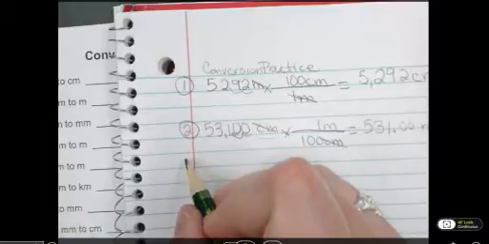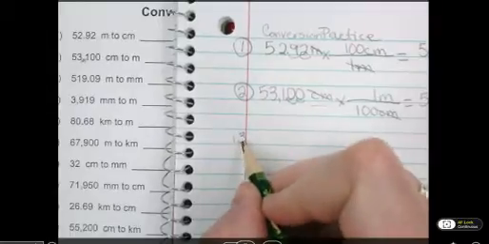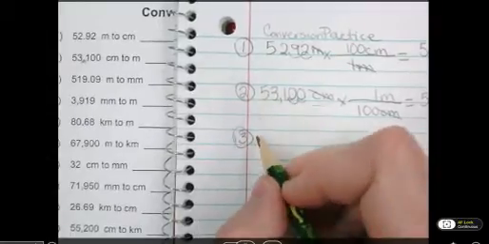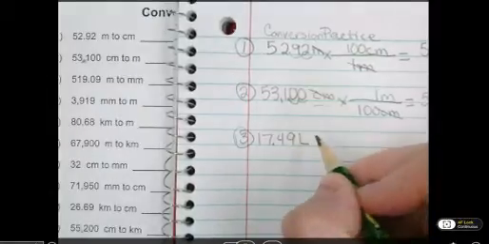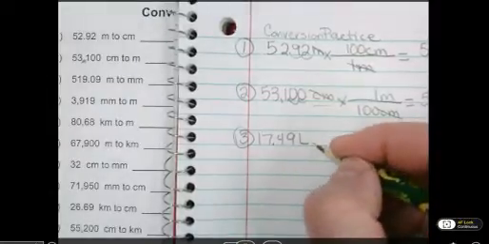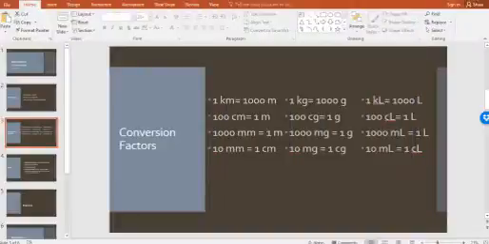Let's skip to number 13 on my sheet, which is 17.49 liters to milliliters. Now remember what I said, you can use the same conversion factor, you just have to fix that base unit. So I'm going liters to milliliters.